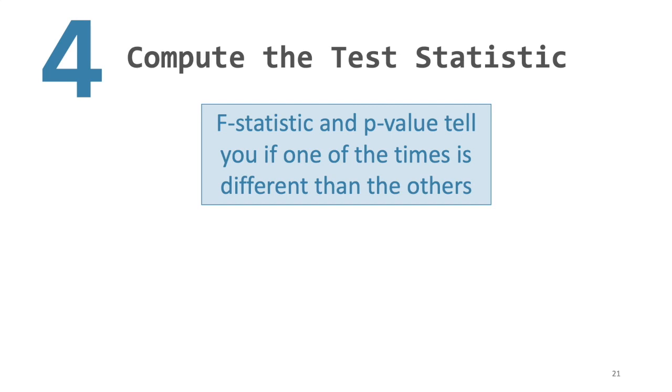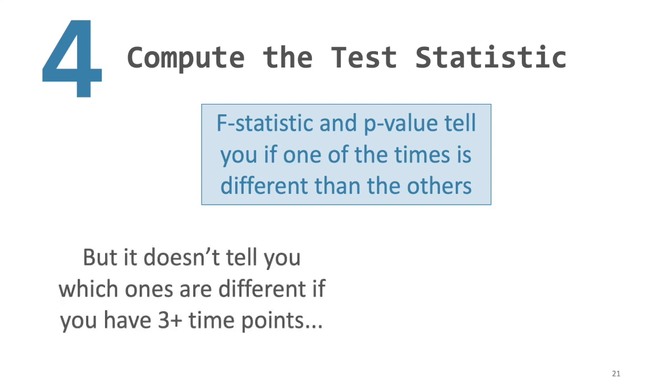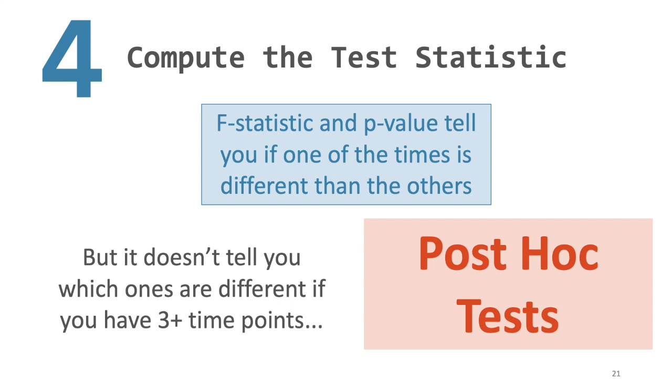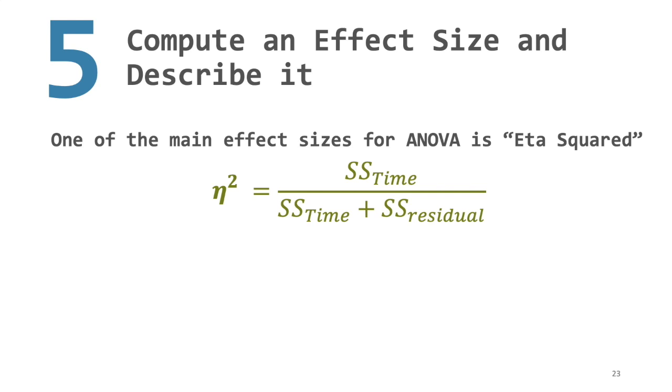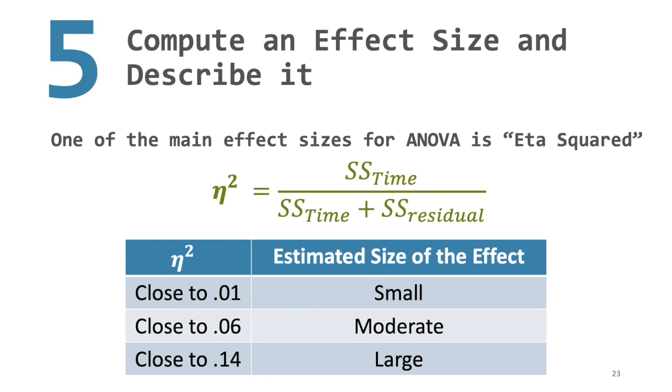So the F statistic and p-value tell you if one of the times is different than the others. But it doesn't tell you which ones are different if you have 3 or more time points. So again, we could use post hoc tests to understand where the differences are over time. Just like before, post hoc usually refers to comparing all the groups or times, where contrast is just comparing some. And then again, we're going to have our eta squared. It is how much of the variability time accounts for, divided by all the variability.